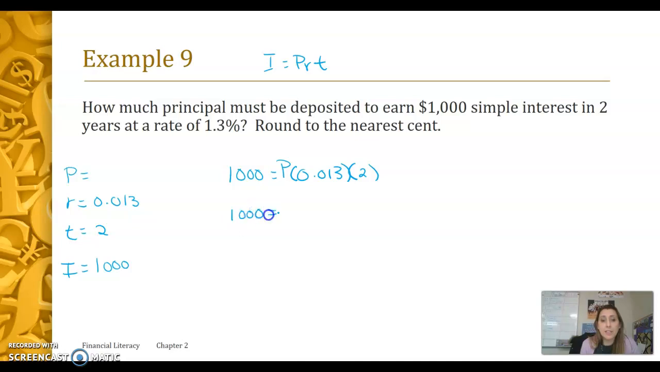So we get 1,000 is equal to, well, I'm going to multiply those numbers to figure out what they are. They're 2 times 0.013. Oh yeah, that's right. I know what 2 times 0.013 is. Okay, so the principal times 0.026. So now I have an unknown variable times a number.